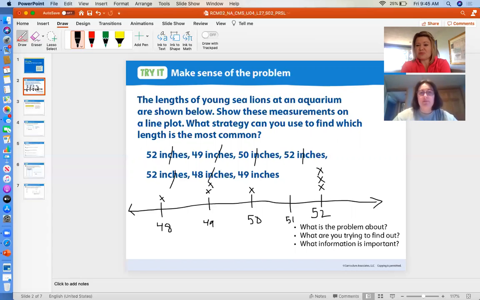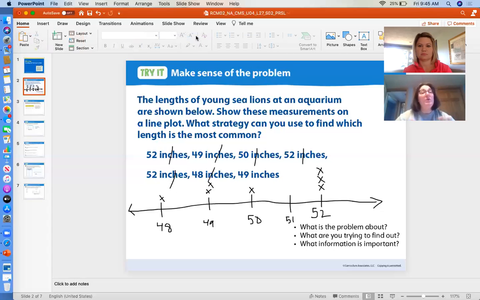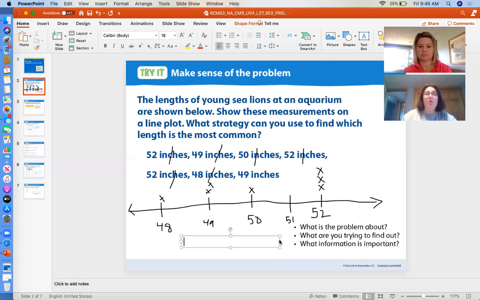How many are 52 inches long, right? Here's the thing though, what are we missing on this line plot? Oh, we forgot to put our title and what we're measuring in. So we have to make sure, even though we did this first, and it's fine if you do the number line first and then put your title and what you're measuring in, but we have to make sure we add those at the end. So it looks like we're measuring in inches, so that's our length.